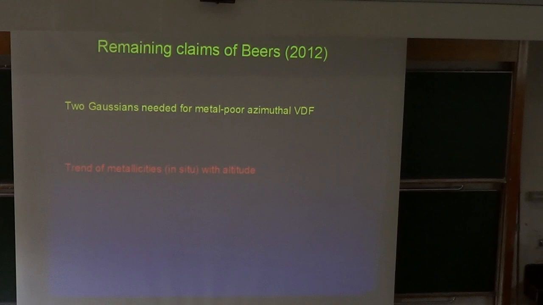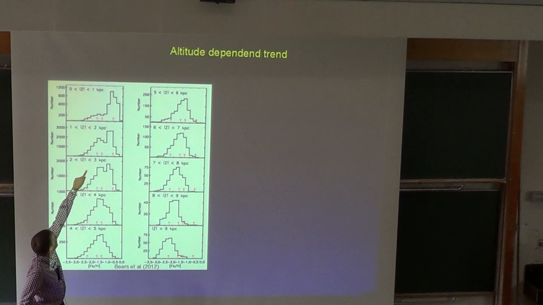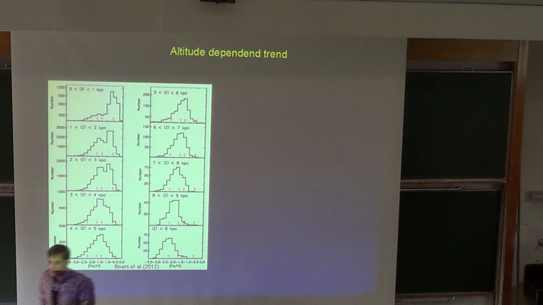And the second thing, the trend of metallicities with altitude. This is a marvelous example for why we need to handle our biases. So what they are saying is you start off at 0 kiloparsec on the top left corner, and then you go down until you reach 9 kiloparsec altitude, and you see how the metallicity shifts from pure disk metallicities down to halo metallicities, but then it doesn't stop, but it shifts further to even lower metallicities. That looks very convincing. It doesn't look that harmless when we plot it in a plane.